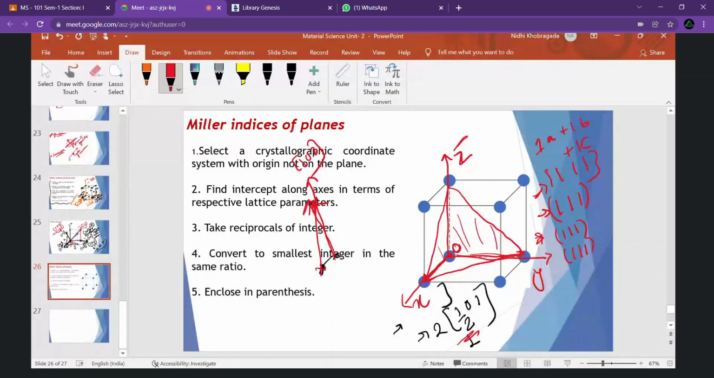Not on the front side, because the front side is our plane, that is this triangular plane, right? So the first step is we have to consider our origin, and that particular origin should not lie on the plane which we are considering. The next step is that we have to find out the intercept along the particular axis in terms of their respective lattice parameters, meaning their a, b and c values.